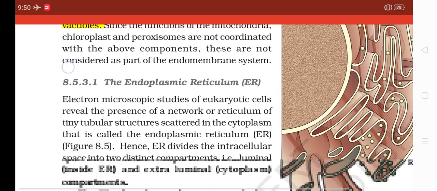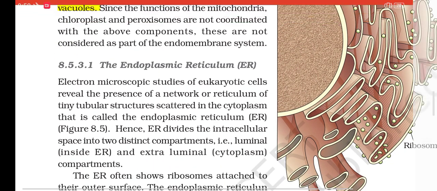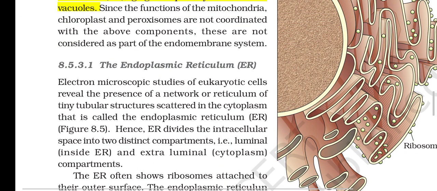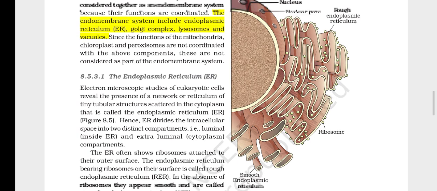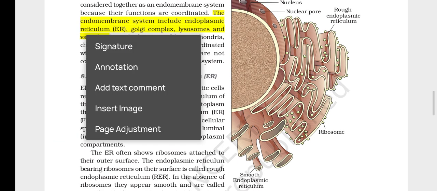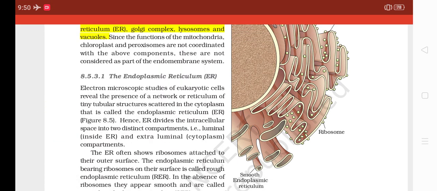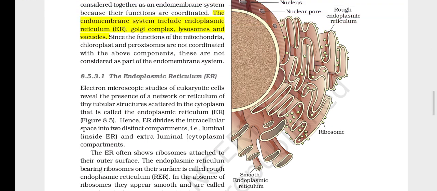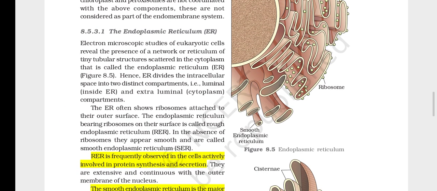8.5.3.1 The endoplasmic reticulum. Electron microscopic studies of eukaryotic cells reveal the presence of a network or reticulum of tiny tubular structures scattered in the cytoplasm that is called the endoplasmic reticulum. Hence, it divides the intracellular space into two distinct compartments, that is, luminal inside and extraluminal cytoplasm compartments.